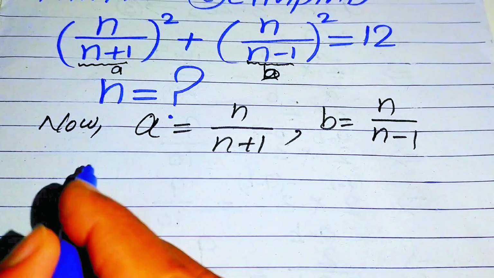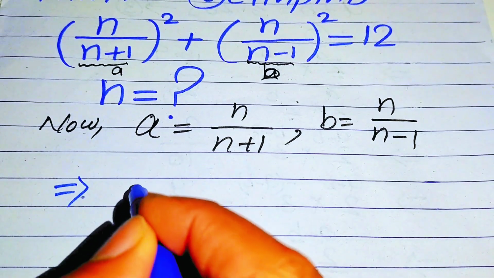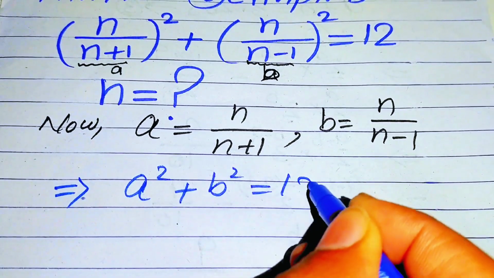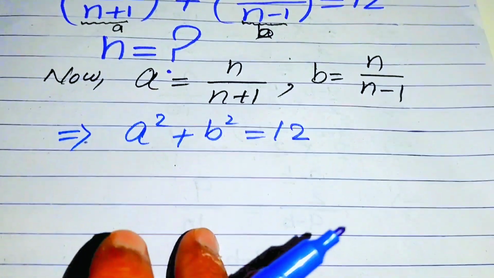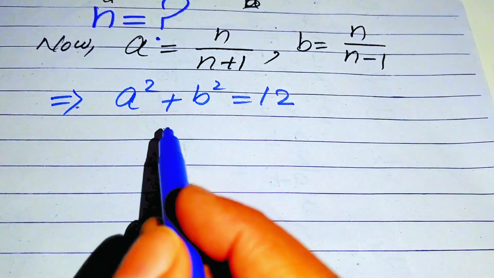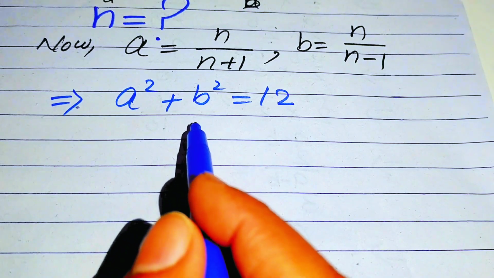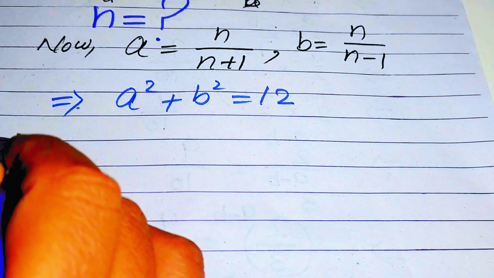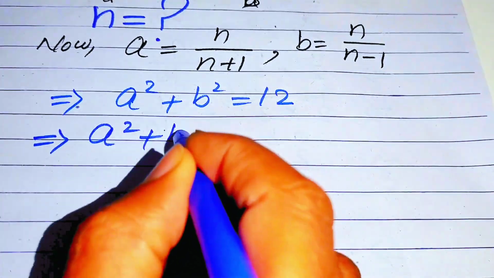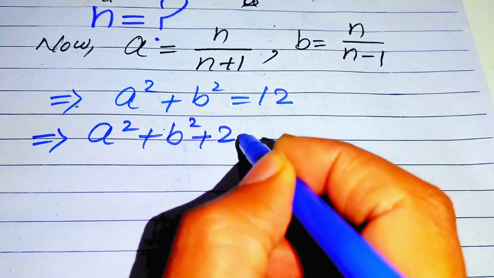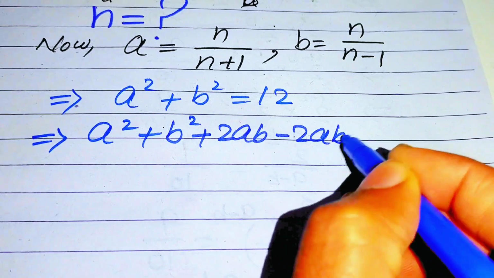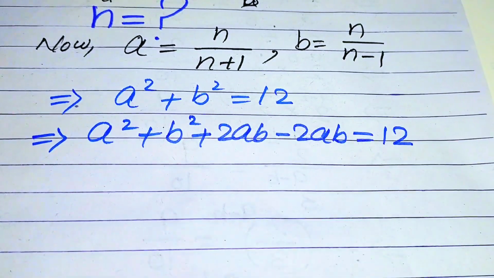And now in the next step we take the square, or we just put these two values in the above equation, and our equation will be written as a² + b² = 12. And now in the next step we complete the square of the left-hand side. We know that in order to make the complete square of this equation, we need to add and subtract 2ab. So here we add 2ab and subtract 2ab, and this whole equals 12.